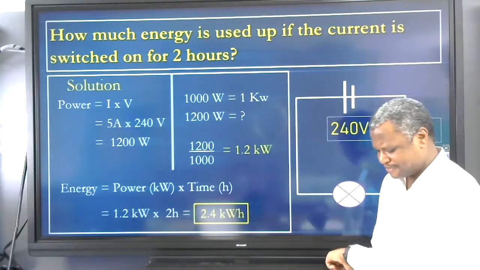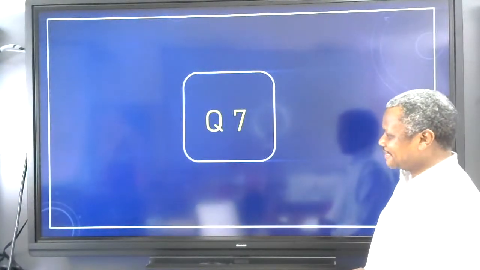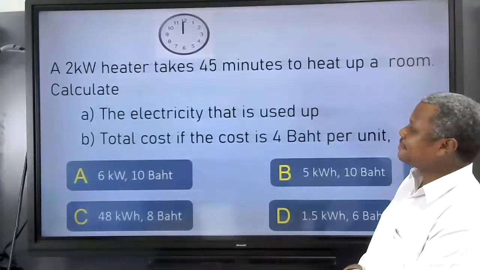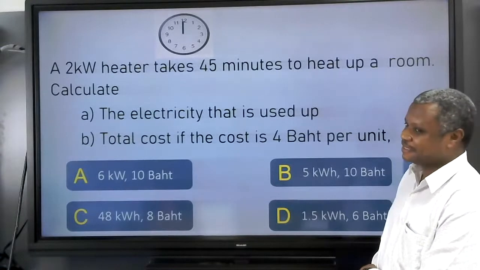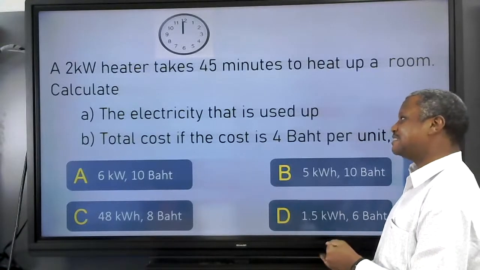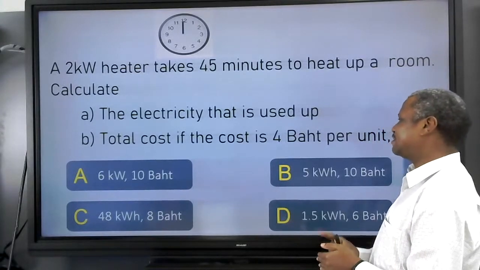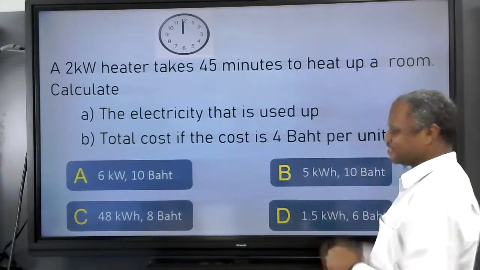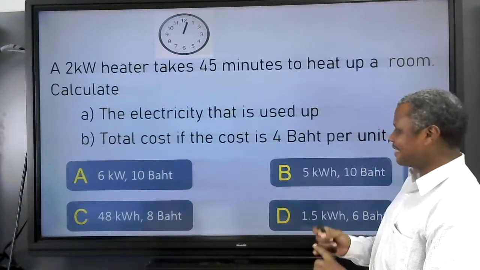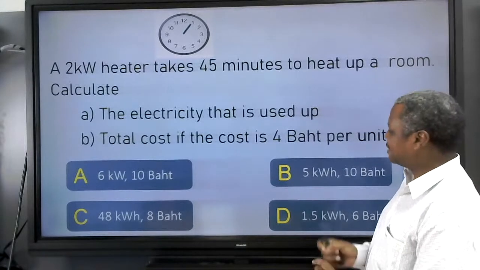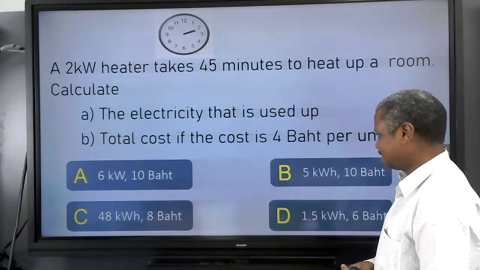Quickly, because we have about 1 minute, the last question, we might not finish all these questions. Question number 7, this is our last question because of time. A 2 kilowatt heater takes 45 minutes to heat up a room. Calculate A, the electricity that is used up, and B, the total cost, if the cost is 4 baht per unit. The timer begins now. 2 minutes. So I need 2 answers. I need the energy, and also I need the cost. Two answers.